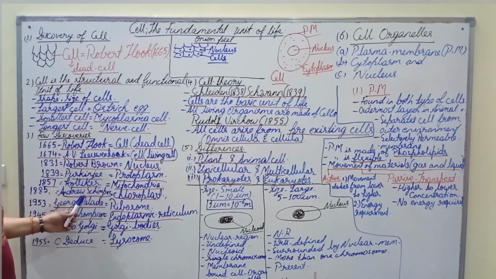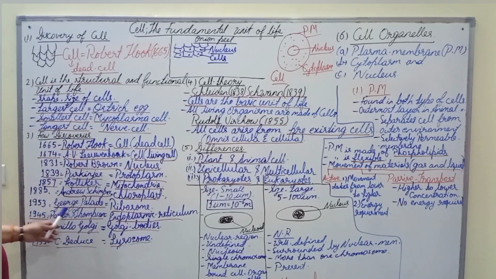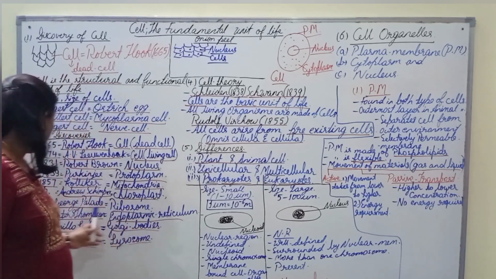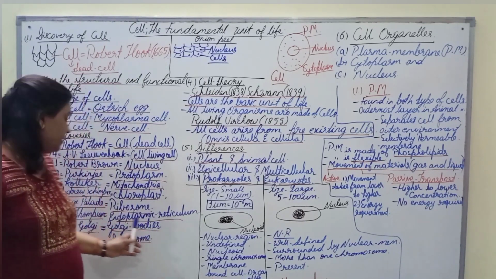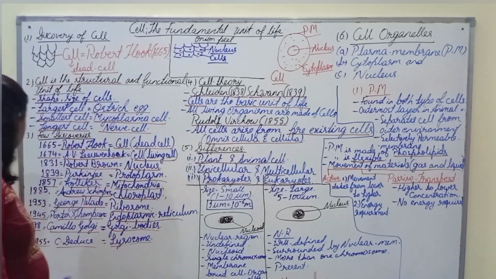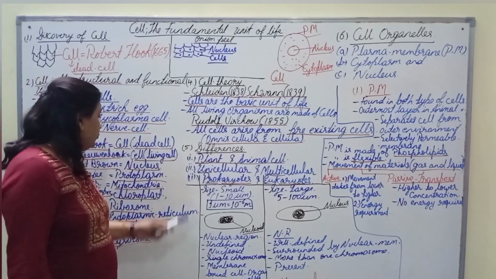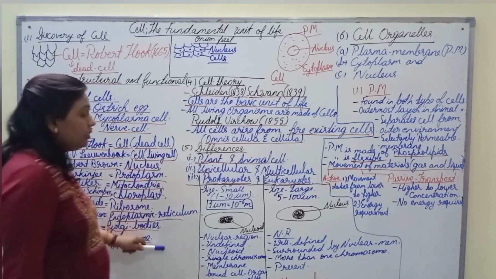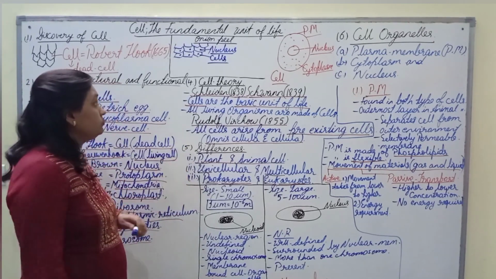In 1885, Andrew Schimper discovered chloroplast. In 1953, George Palade discovered ribosomes. In 1945, Porter and Thomson discovered endoplasmic reticulum. In 1898, Camillo Golgi discovered Golgi bodies. In 1955, C. de Duve discovered lysosomes. So, from nucleus to lysosome, all these are cell organelles that are present inside the cell.